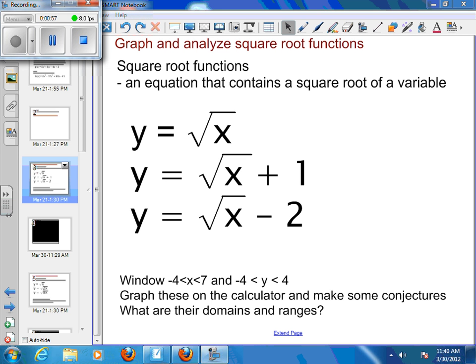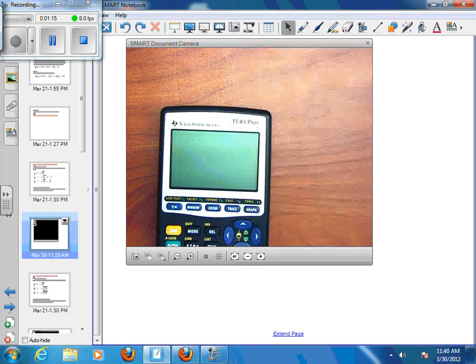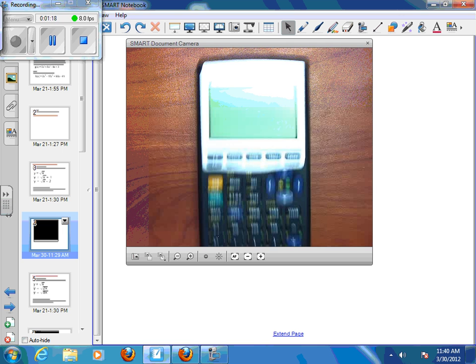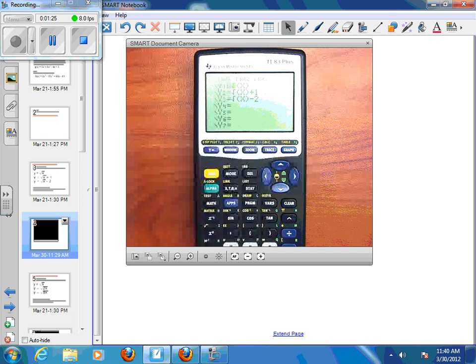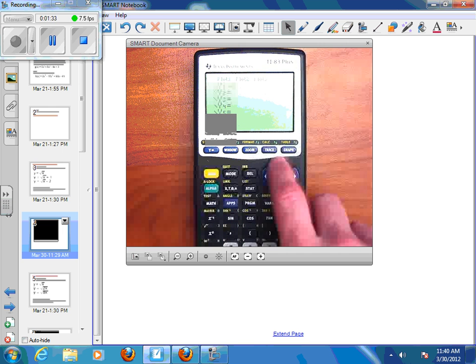And then I want to set up my window to be x from -4 through 7, and my y to be -4 to 4, just so I can really zoom in on the part of the graph that we're talking about here. So let me go grab my calculator, and I'll go down to the next screen so you can see my calculator. I'm going to turn it on. I already have these functions in there, but let me delete them and then re-enter them.